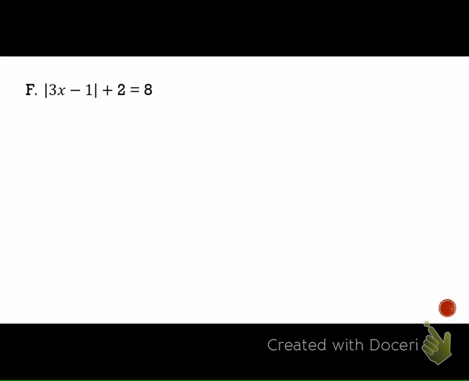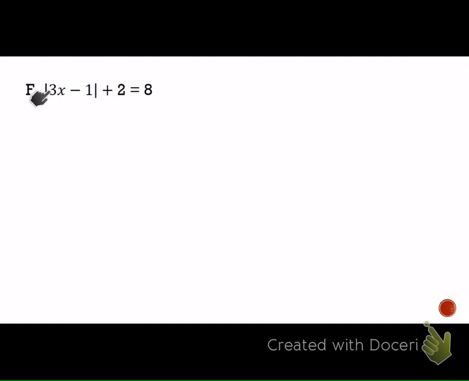All right, here's F. It says the absolute value of 3x minus 1, plus 2 equals 8. All right, what should I do first? Subtract 2. Yeah, subtract 2.